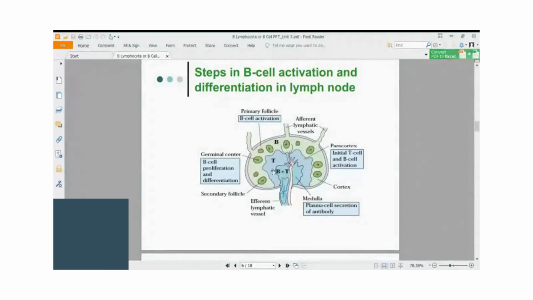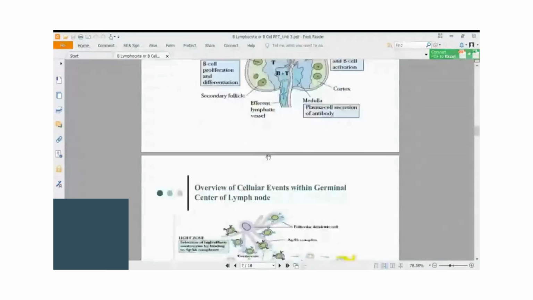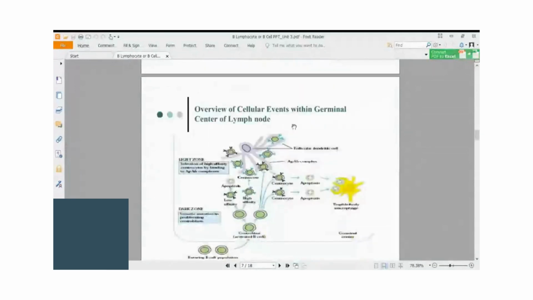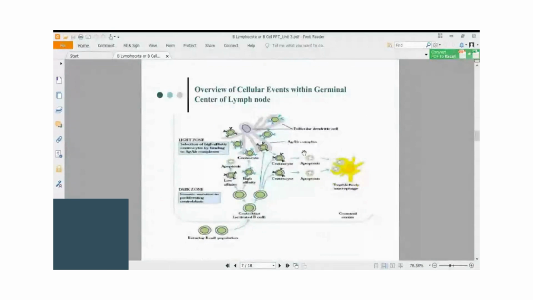So the events that take place in the lymph node for the B lymphocyte can be just summarized like this. But I don't expect you to remember this diagram. This diagram is not essential.